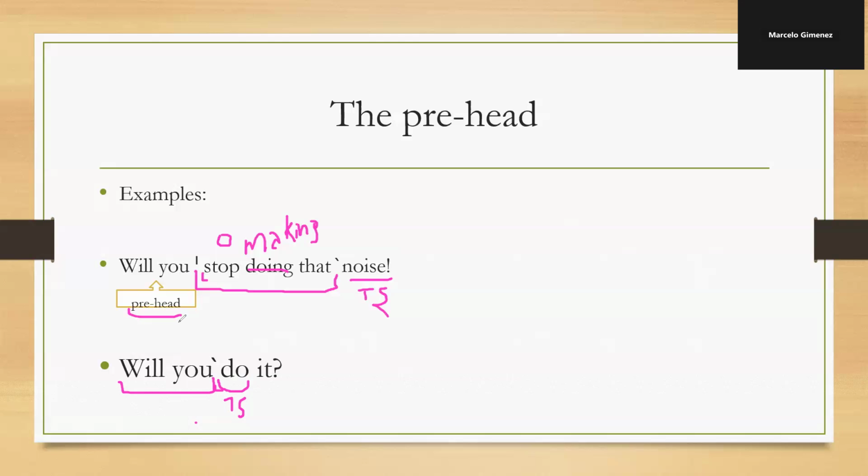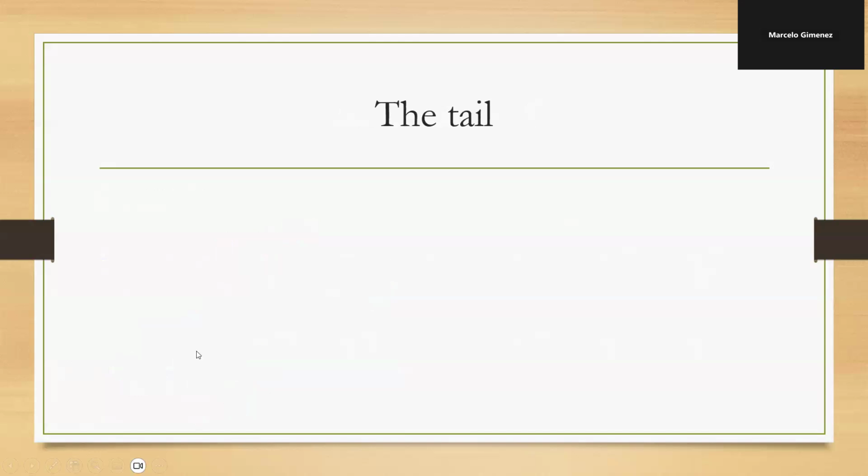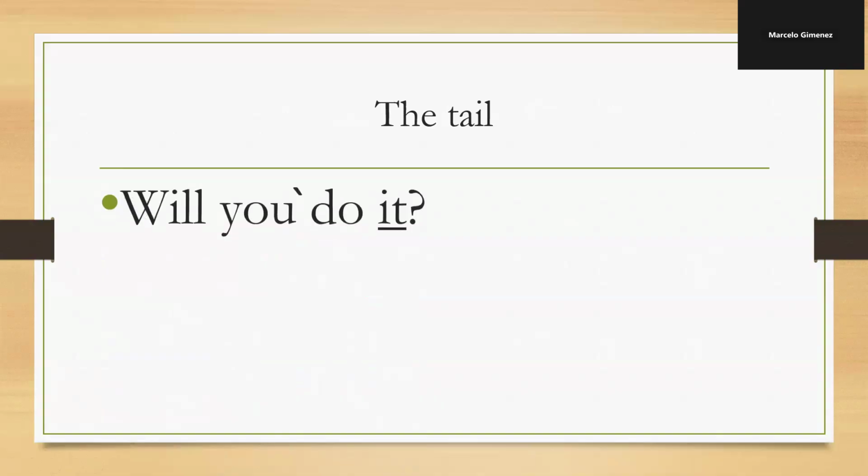"Will you do it?" Now you may be wondering, how about "it," the pronoun? So far we have an idea of all the syllables before the nucleus, or tonic syllable, the head, and all the syllables before the head, the prehead. But how about those syllables which accompany the tonic syllable? Well, they do have a name. Let's see. The tail. Funny name, but it's like that. It's a name that is used by the Brits. The tail.